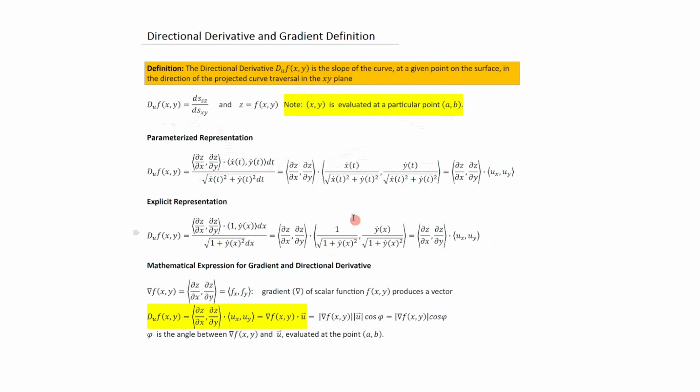In this case, we end up with, again, this put under here, this put under here, and we end up with this vector here. But this is a unit vector. You can show that for yourself. And so this just becomes u subscript x, u subscript y. Notice that it doesn't matter which way you go, parameterized or explicit representation, we end up with the same answer. Okay, so now basically we come up with a mathematical expression for a gradient and directional derivative.